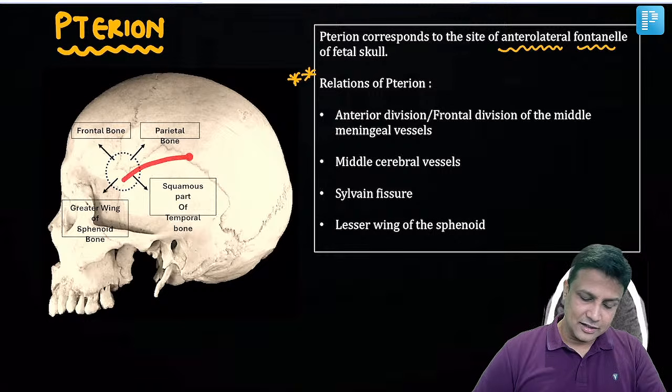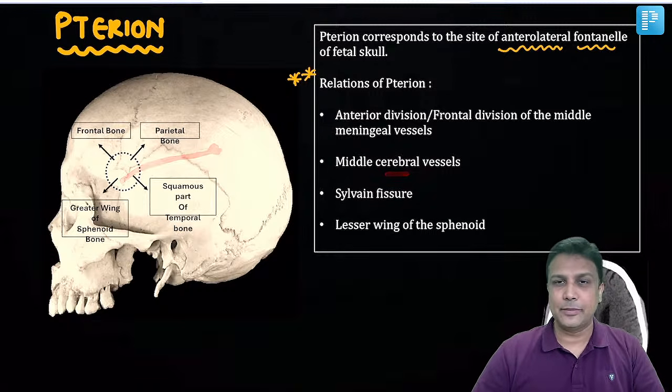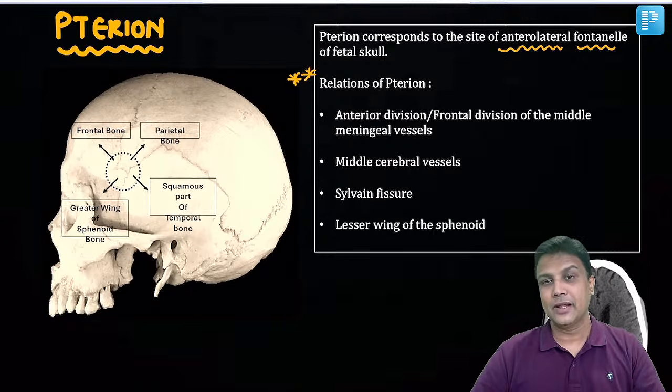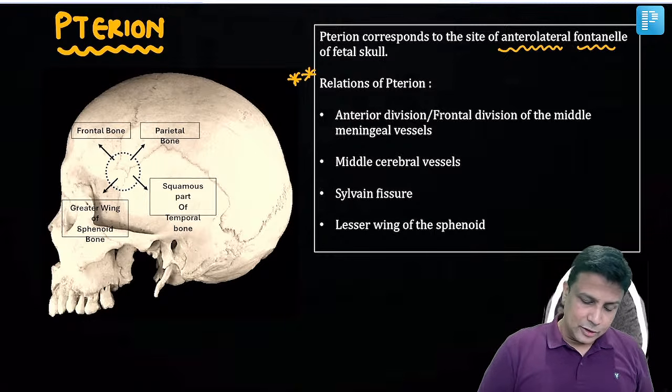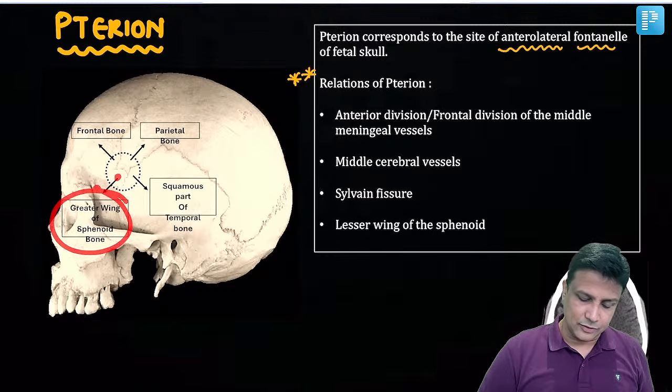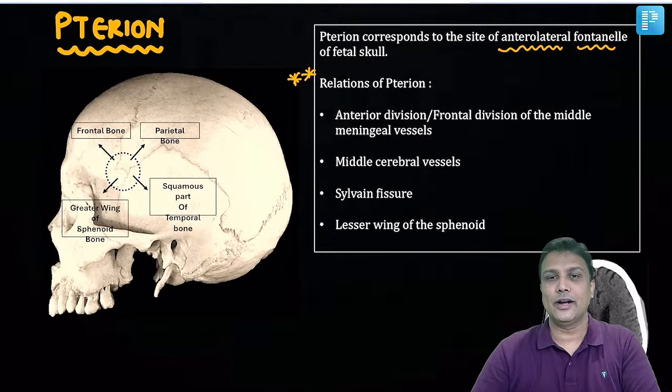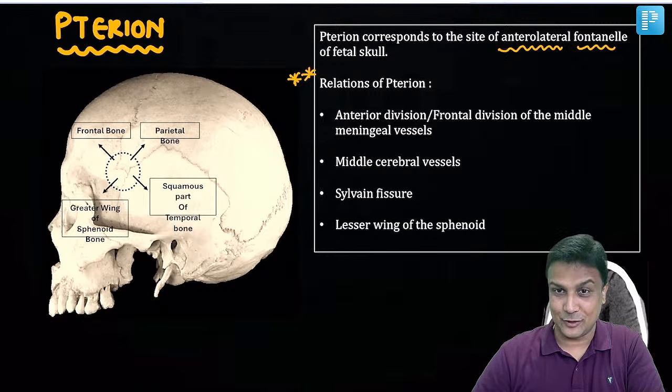And if that lateral sulcus is present here, what is the artery passing in that one? Of course, the middle cerebral vessels will also be present inside that. And then remember, the pterion is actually formed by the greater wing of the sphenoid, but just inside the pterion, there will be the lesser wing of the sphenoid.